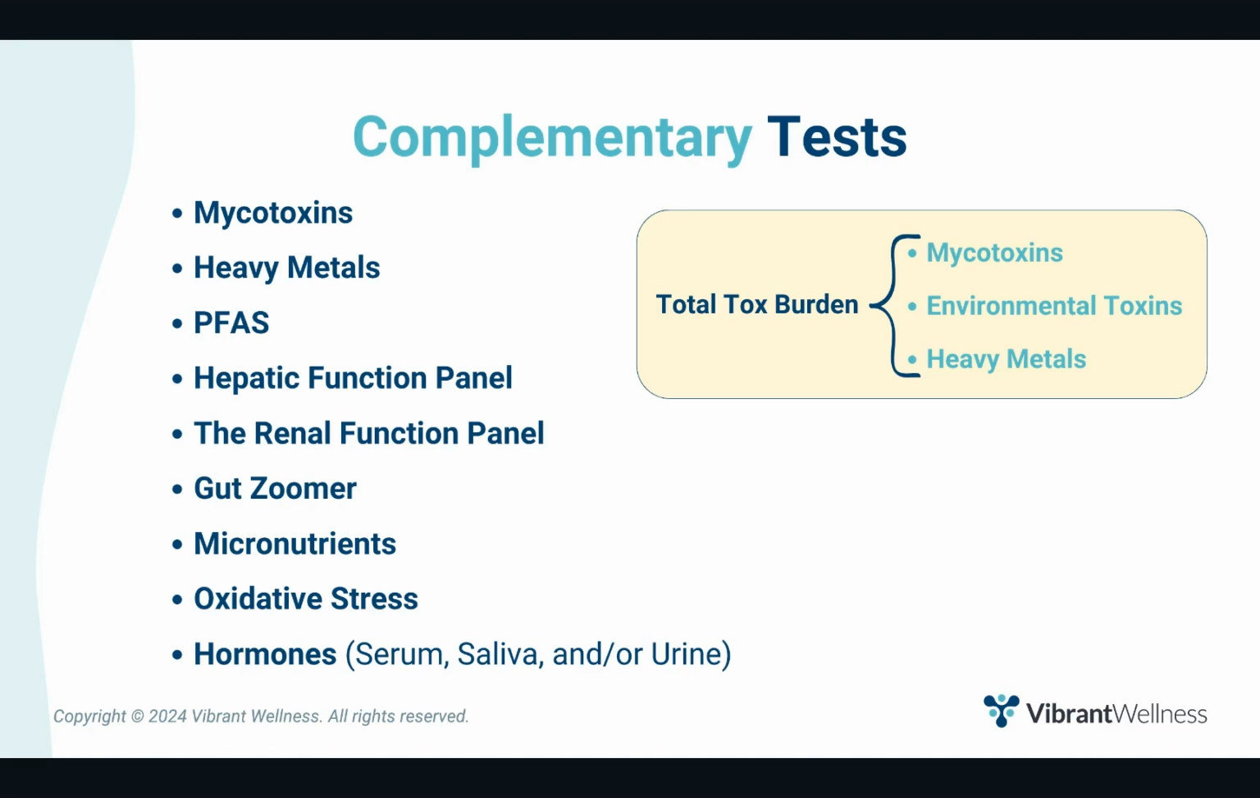The oxidative stress profile to assess how much toxin exposure is accelerating aging in your patients, and hormones, be it serum, saliva, and or urine, to investigate environmental toxin impact on endocrine and reproductive symptoms.